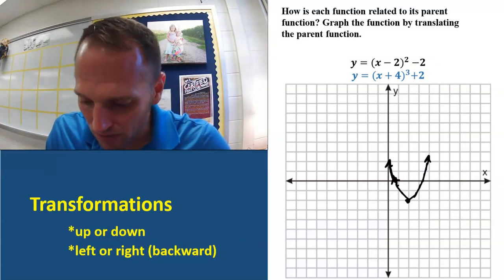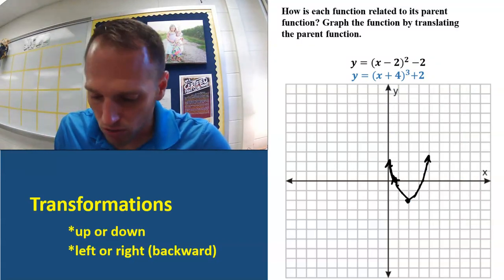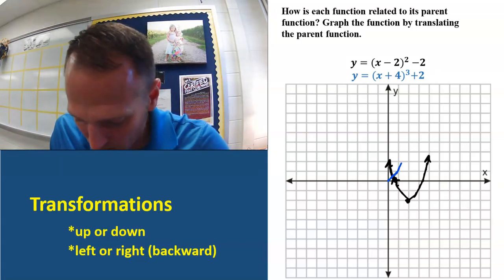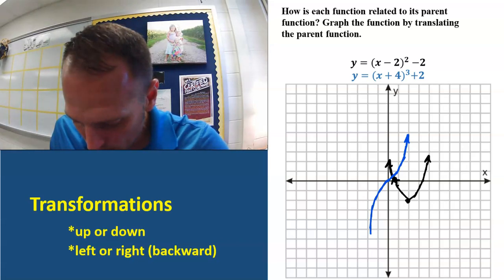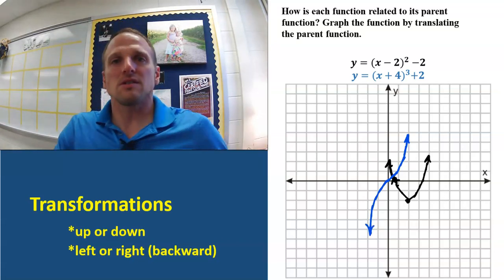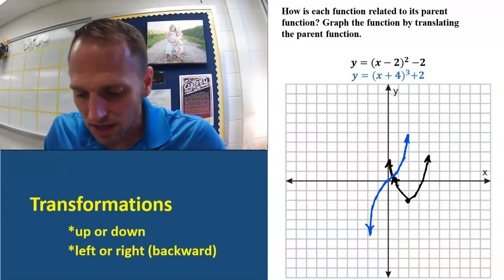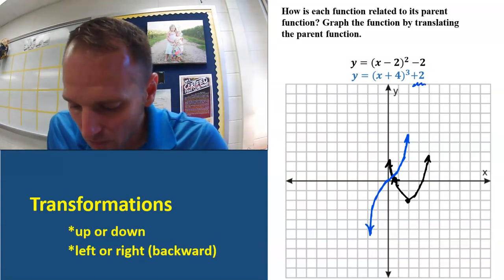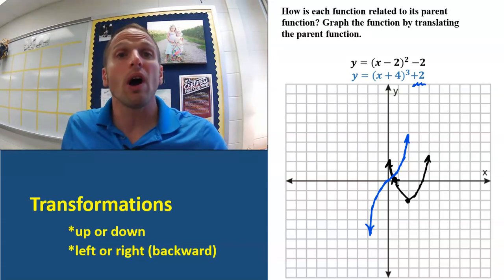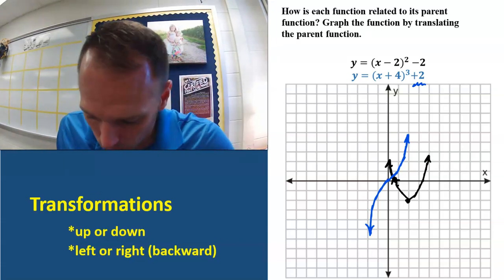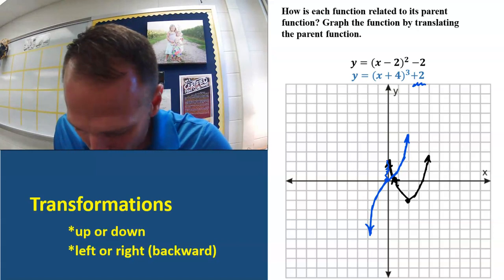The parent function, I see an x to the third. So we know what x to the third looks like. It's just kind of got 3 parts there. Steep, flat, steep, right? And so I know that's what it is. Now let's see. Out here by itself, we've got a plus 2. That's with the y, so that's going to go up 2. So I'm going to move this main point right here up 2.